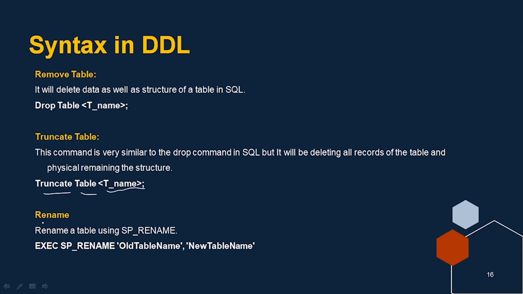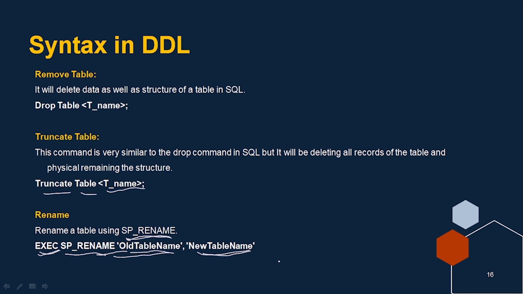So here, rename a table using sp underscore rename. It is a predefined stored procedure in SQL Server. We will use the stored procedure to rename the old table name to the new table name. So the syntax is execute or exec, that means execute. Then our stored procedure sp underscore rename, then old table name, new table name.